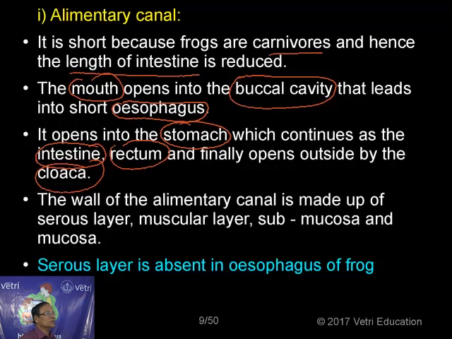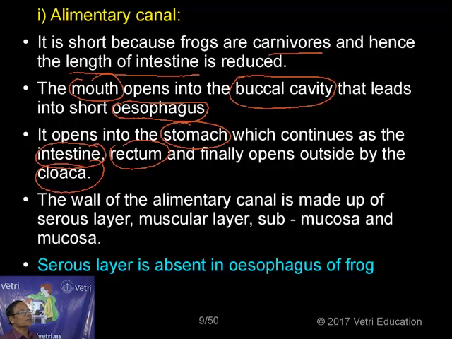So we have the mouth, buccal cavity, a short esophagus, a long tubular stomach, followed by the intestine. Then we have the rectum and the cloaca, the common aperture for digestive, excretory and reproductive materials. There is only one aperture, that is called the cloacal aperture.